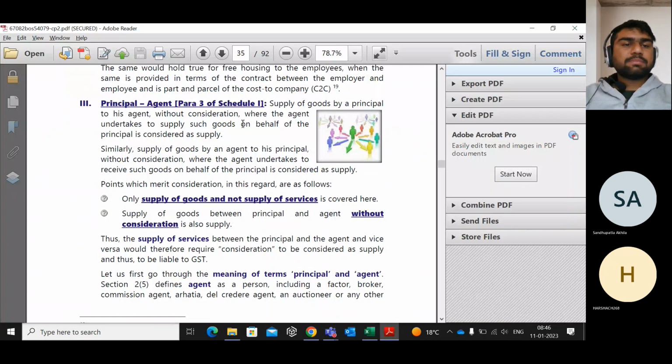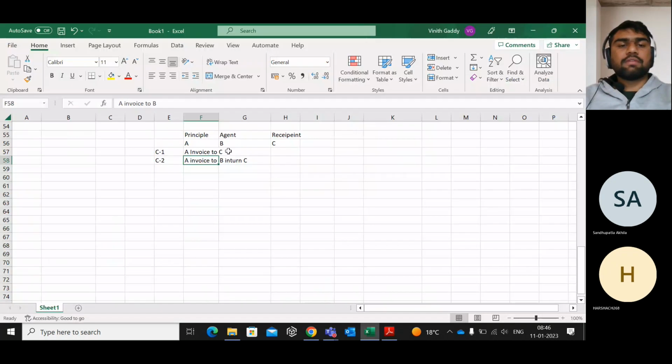Supply of goods by a principal to his agent without consideration. Why without consideration? A is giving an invoice to B, but for supplying goods by A to B, B is not giving any amount to A. If A is directly selling to C, C will give the amount directly to A. So that transaction is for consideration only.